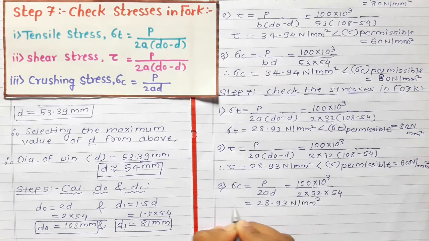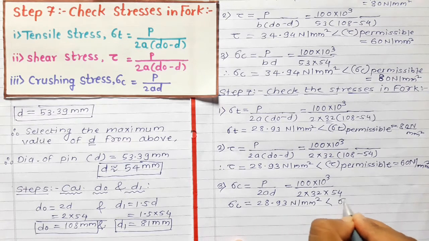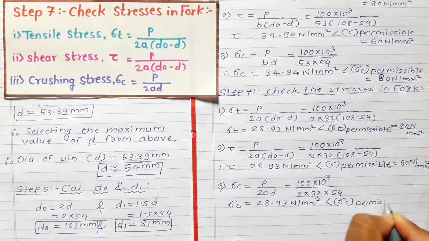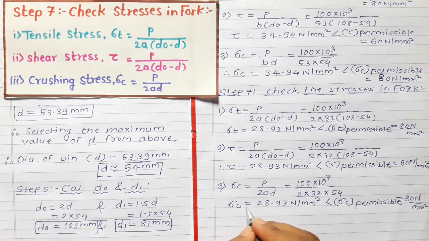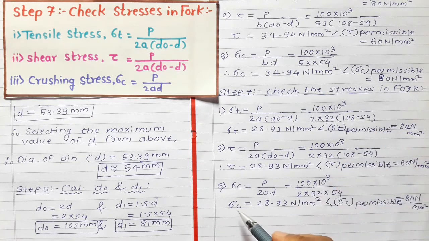If you compare this value of induced crushing stress with the permissible compressive stress, you can find that this induced crushing stress is less than permissible compressive stress, sigma c permissible, and the value of permissible compressive stress is 80 Newton per mm square. Okay, and as the induced crushing stress is less than permissible compressive stress, that is 80 Newton per mm square, the design of this fork under this crushing stress is also safe.